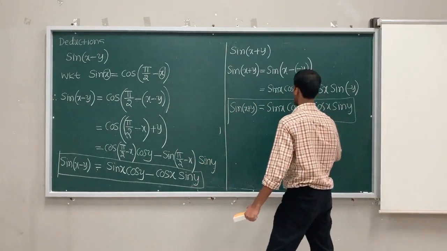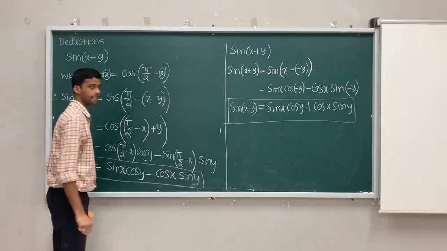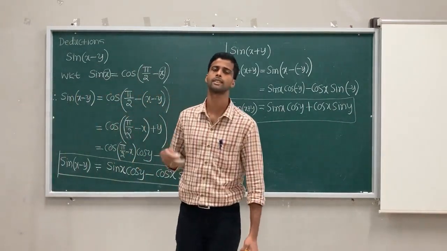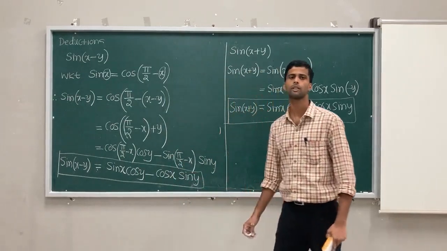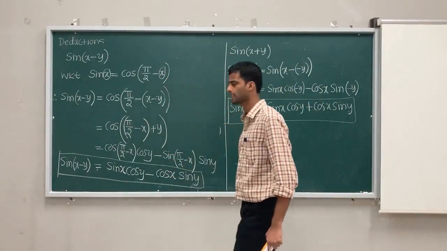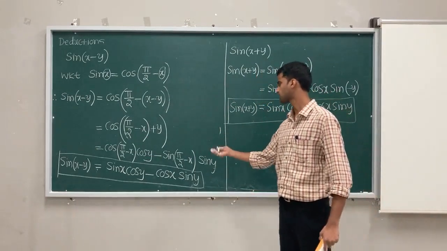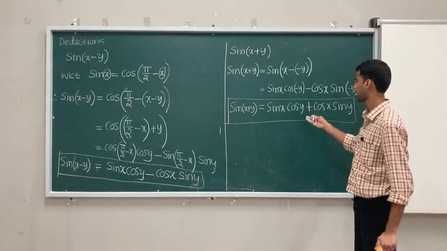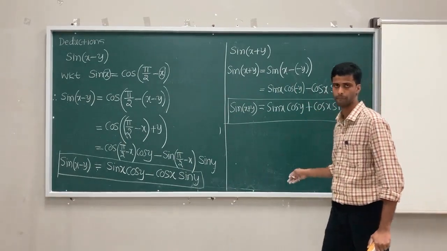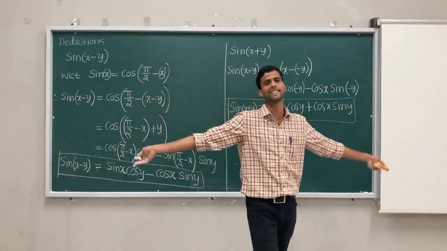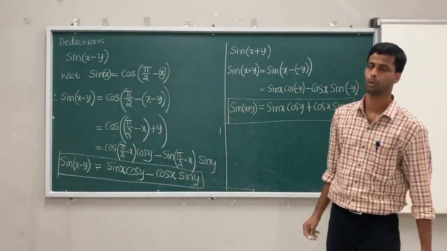Therefore, these four results are of greater importance. First one is cos of x plus y, cos x cos y minus sin x sin y. Second is cos of x minus y, cos x cos y plus sin x sin y. Third one is sin of x minus y, sin x cos y minus cos x sin y. And lastly, sin of x plus y, that is sin x cos y plus cos x sin y. So based on the cos of x plus y result, we deduced this result, which is of greater importance.